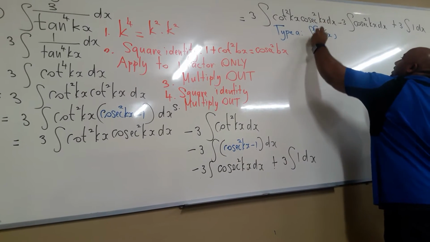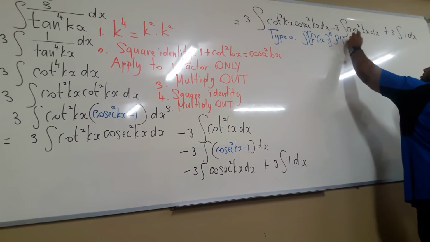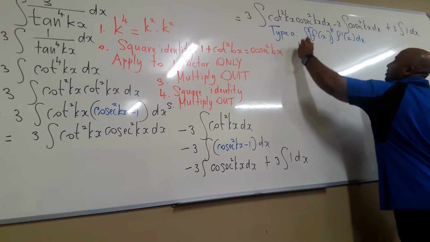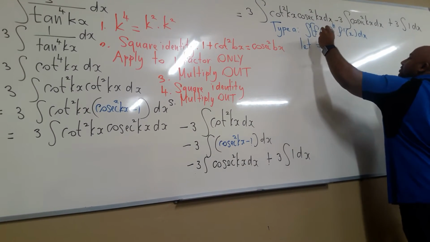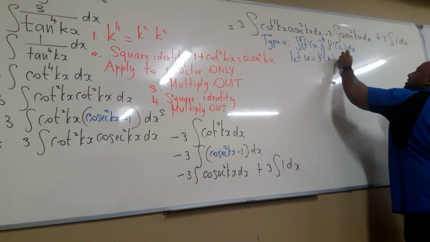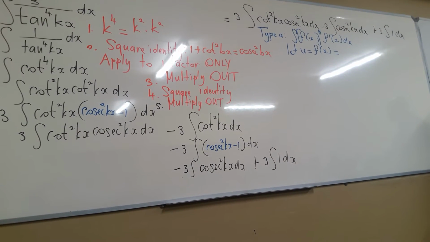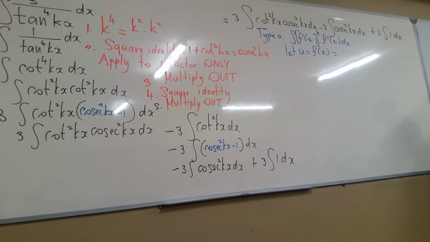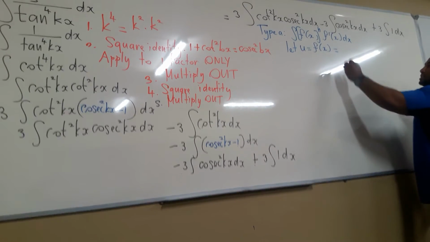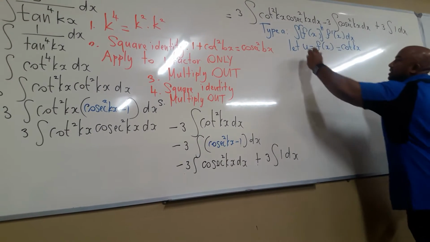So that is f of x multiplied by the exact derivative. So you always let u equal to f of x. F of x in this case, is it cot or is it cosec squared? It's going to be cot. So that is cot of kx.